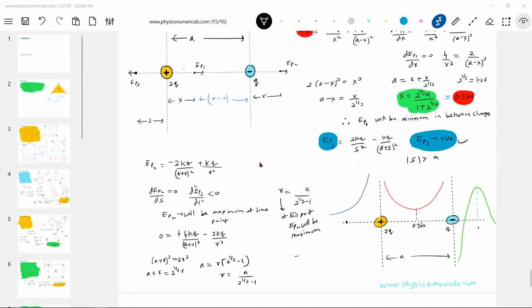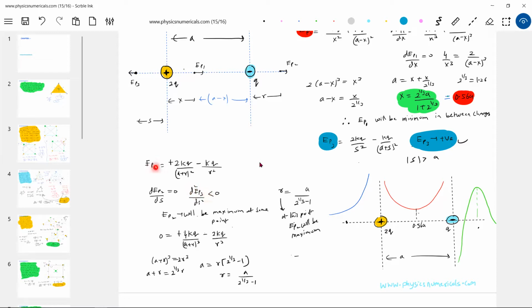This is the point P2. Let me assume this one. The field due to the positive point charge will be positive, and the field due to the negative charge will be negative. The field strength at point P2 due to the positive charge is 2kq by (a plus R) whole square, and due to the negative charge is kq by R square. Then I'll differentiate this, and if I check the second order derivative, it will be less than 0. So therefore a maxima exists here.